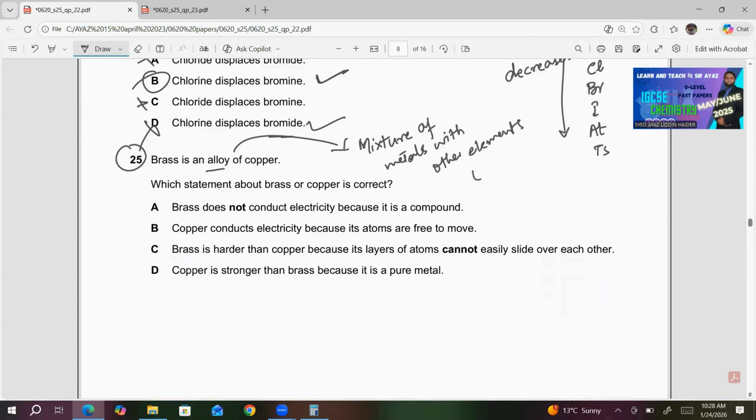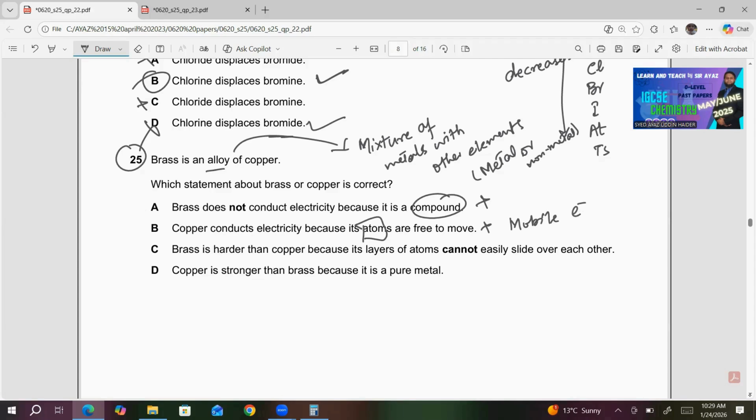Now, these elements can be either metal or non-metal, or both. Now they are saying which statement about brass or copper is correct. A, brass does not conduct electricity because it's a compound. It's not a compound. It's a mixture. Incorrect. B, copper conducts electricity because its atoms are free to move. This is wrong, because it is the mobile electrons, not atoms, which are responsible for the conduction of electricity. So A and B are incorrect.